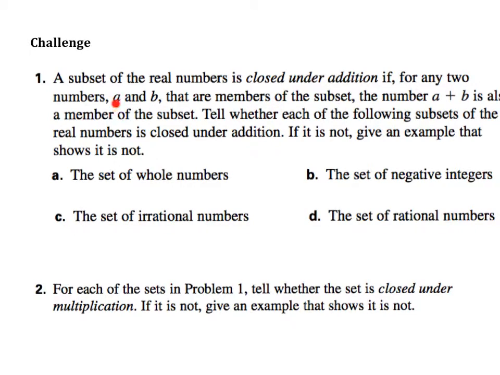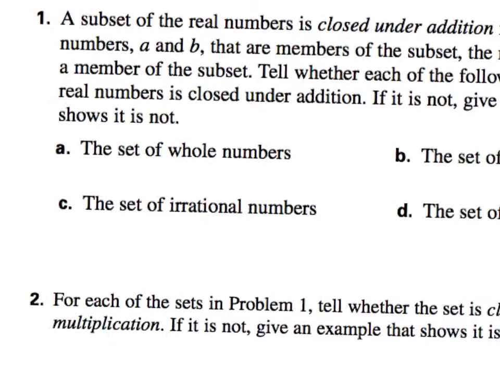So for example, odd plus odd, or even plus even, or negatives plus negatives. Any subset that you can create. So if when you add those together, you get a negative number. So negative plus negative gives me a negative. Then we would say it's closed. Tell whether each of the following subsets of a real number is closed under addition. And if not, let's give a counterexample.